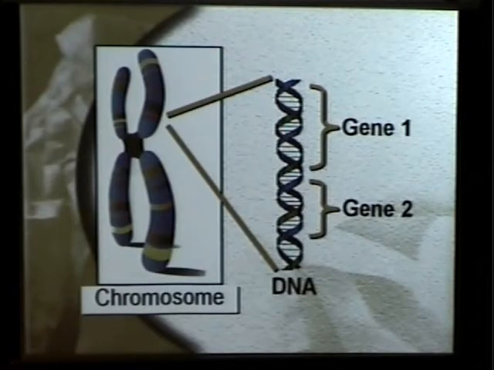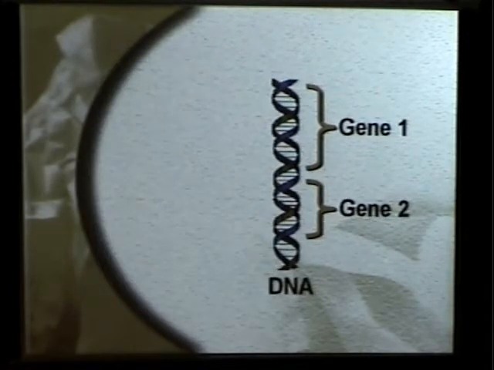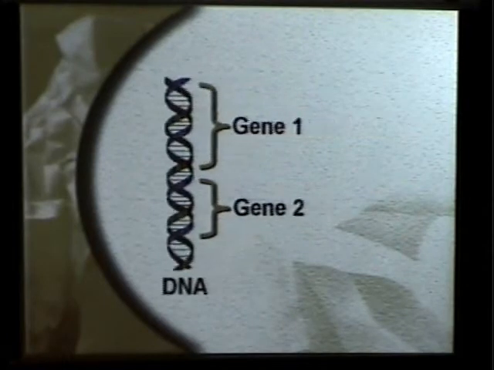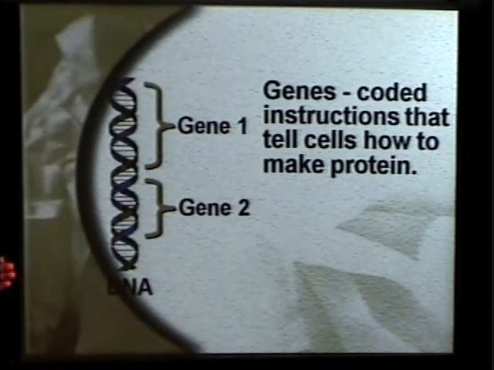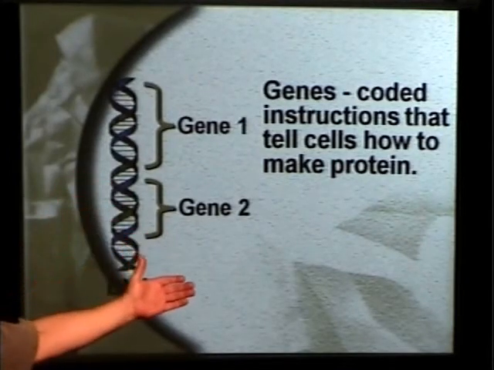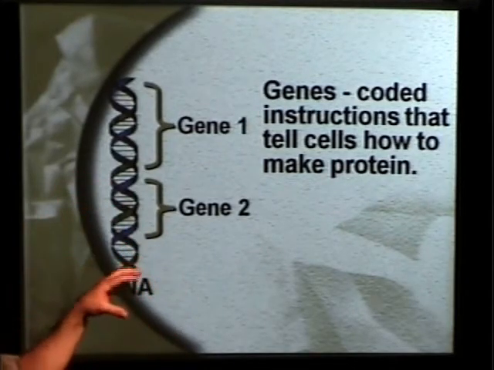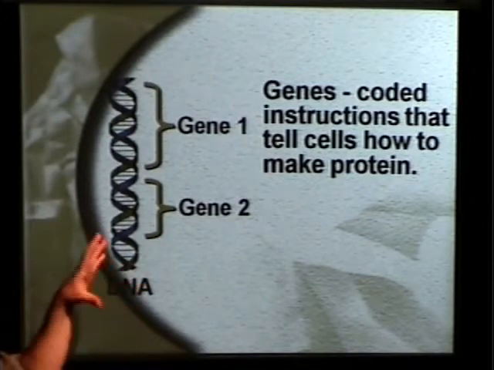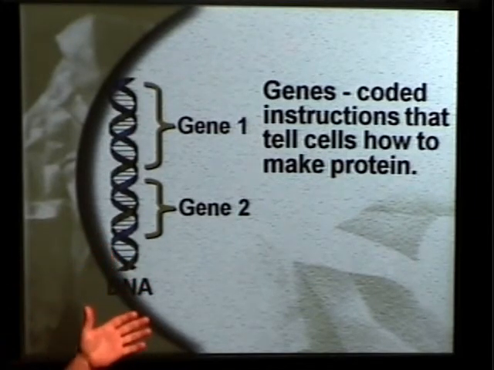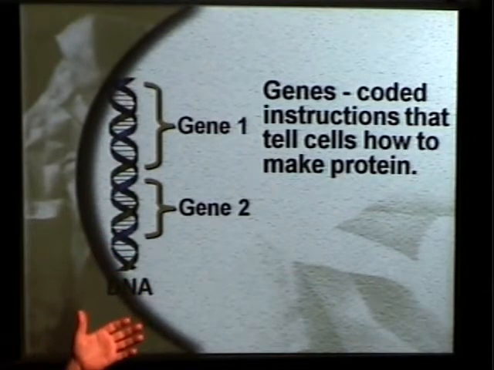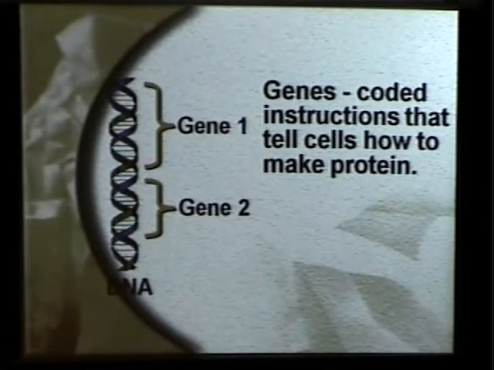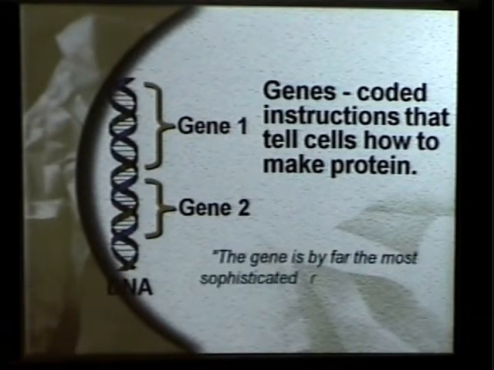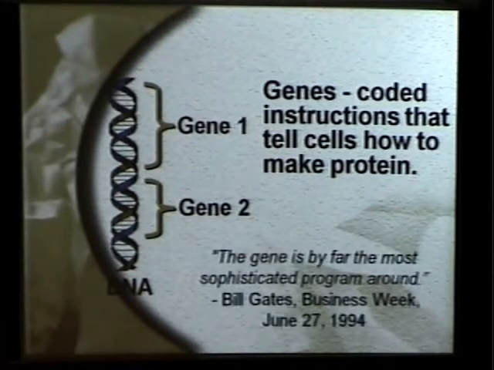So a gene is basically like a sentence, okay? And it works the same way our sentences work, meaning there is a code at the beginning of the gene that tells the cell where the gene begins, much like our sentence has a capital letter that tells us where a sentence begins. And the sentence is made up of a bunch of individual words. The gene basically works the same way. And it's a coded instruction, one that even Bill Gates says is by far the most sophisticated program around.